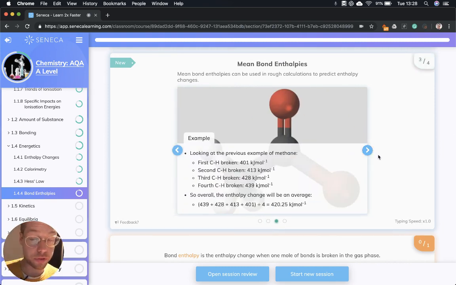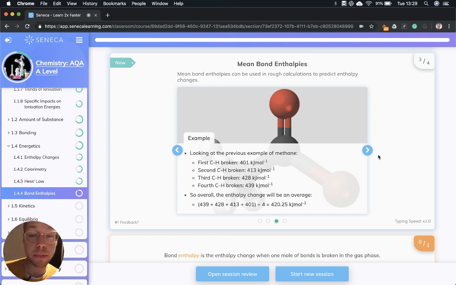So let's go through this as an example. If we were to go through methane, when we break that first C-H bond, it takes 401 kilojoules per mole to break it. Now, when we break that bond, that molecule is going to rearrange. So when we break the second C-H bond, that's going to be 413 kilojoules per mole. And it's going to be different for the third and fourth bond.